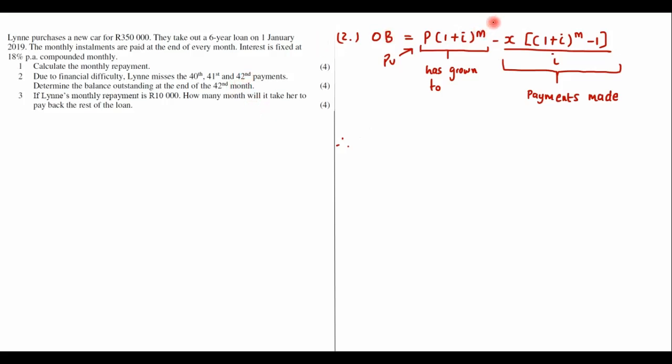Now we know that n here means the number of payments that Lynn has made, or that the bank was expecting Lynn to make. So, because we know that Lynn has made 39 payments, n here is going to be 39. The bank expected her to make 39 payments, which means she actually did make those 39 payments. So what we need to do now is before the missing payment. This is before payments were missed.